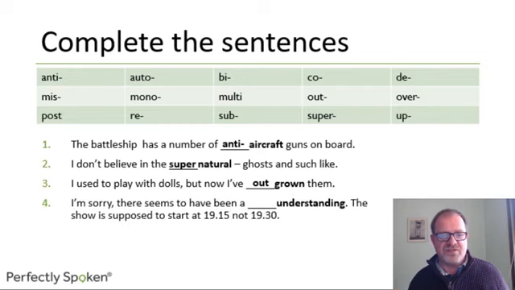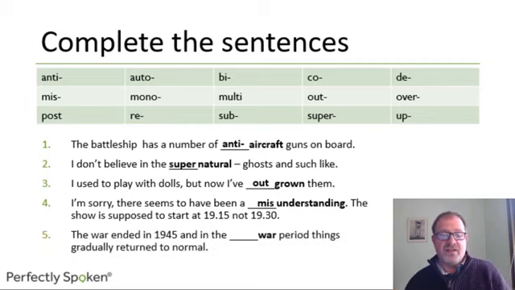Next one. I'm sorry, there seems to be a something understanding. The show is supposed to start at 7:15 and not 7:30. So they didn't understand what was supposed to happen. So basically this one means wrong or not correct. Misunderstanding, a misunderstanding.